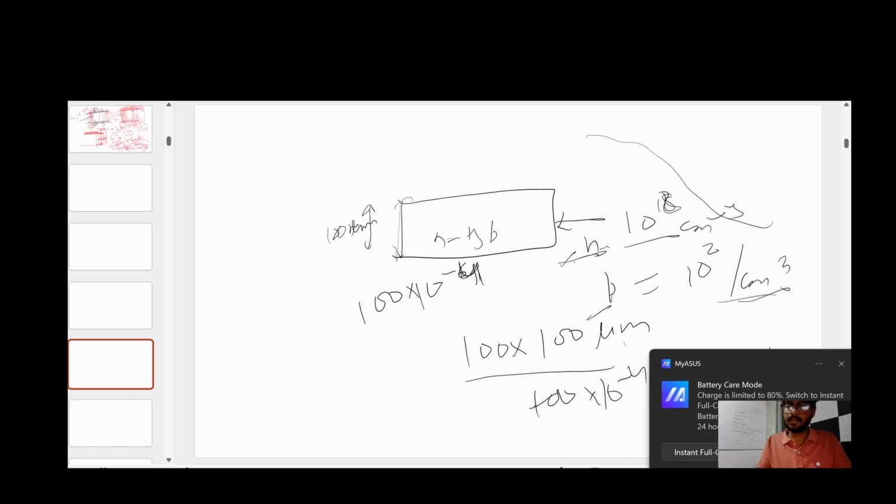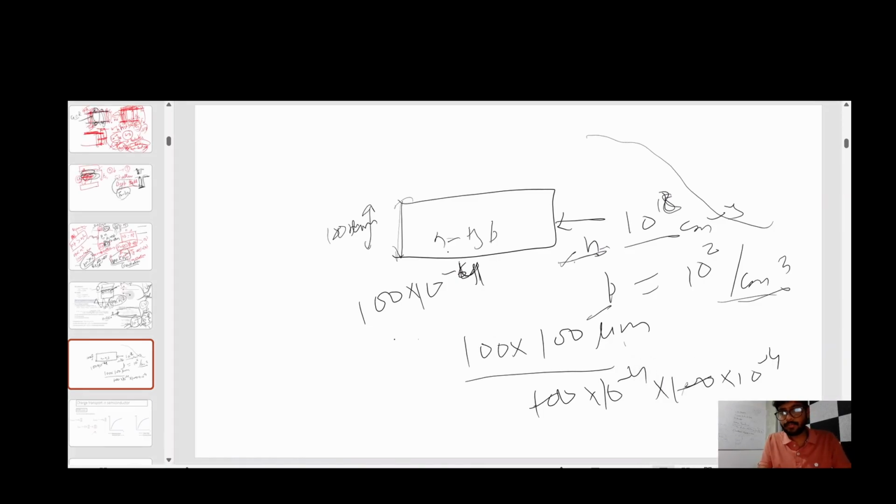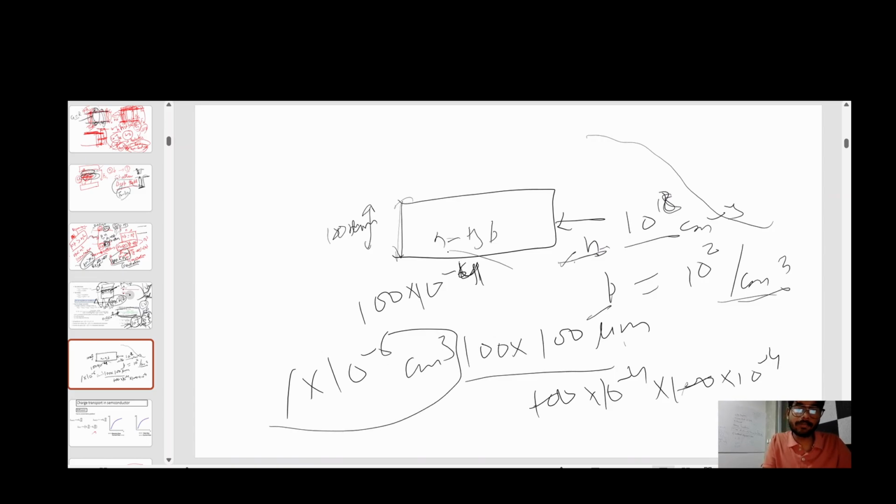So what will be the volume? I have to multiply, and 10 raised to power minus 6 centimeter cube will be the volume. Got this point? Yes, sir. We have made this much area of our MOS cap.